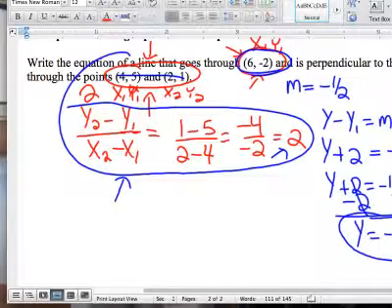So some of them you will have to pay attention to the directions. Okay? Are there any questions on that example? All right.